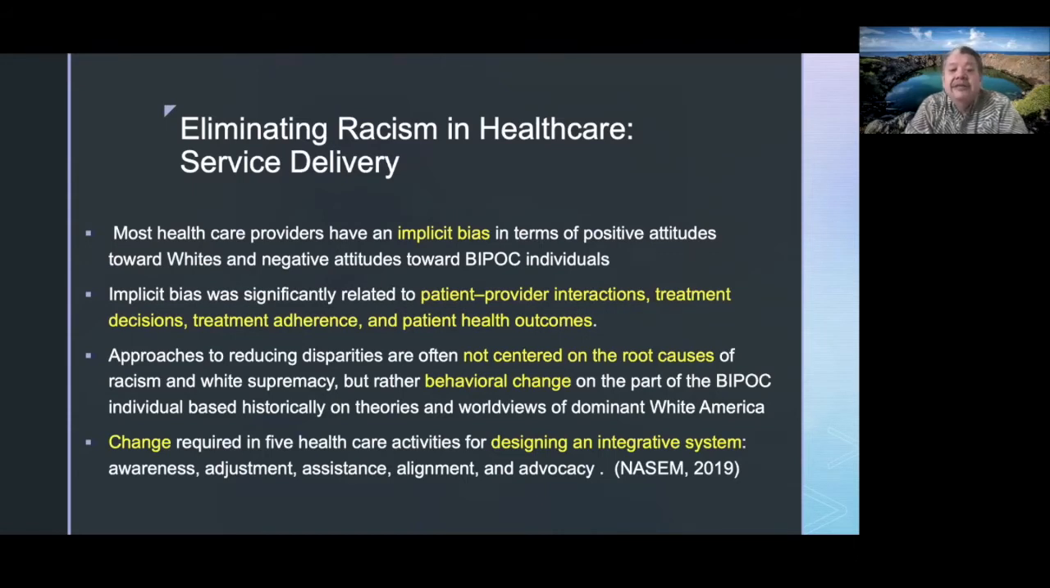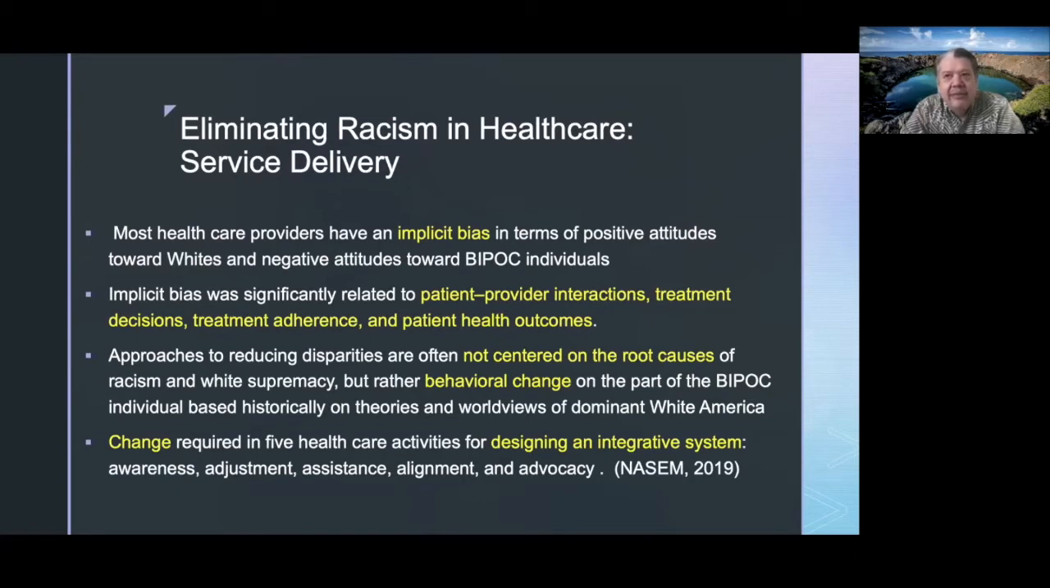Healthcare providers have implicit bias, as we have talked about, in terms of greater positive attitudes towards whites and negative attitudes towards people of color. This is something that has been documented, and even the latest research continues to support this. And you might say to yourself, wow, that's crazy. How can that be? Well, actually, we all have implicit bias. Every single one of us has implicit bias.